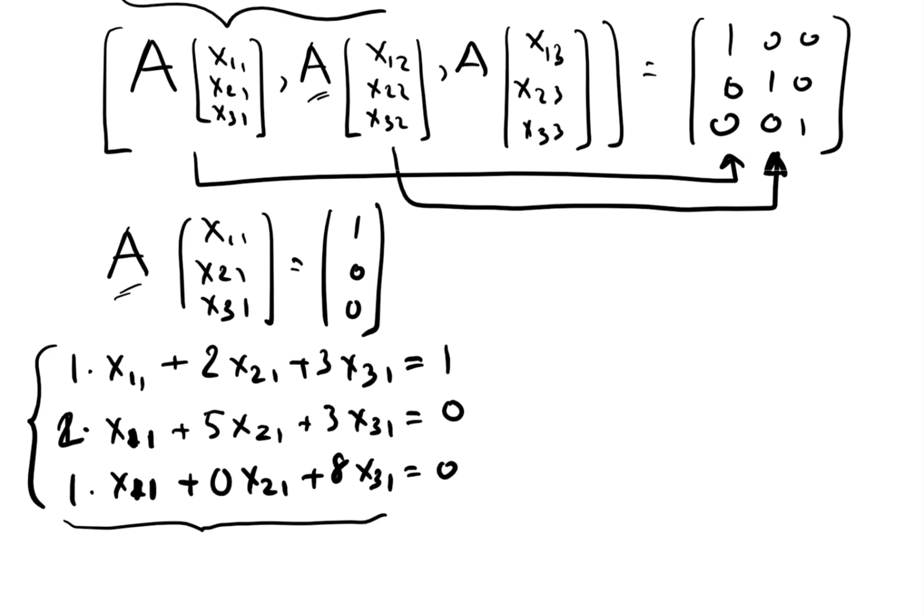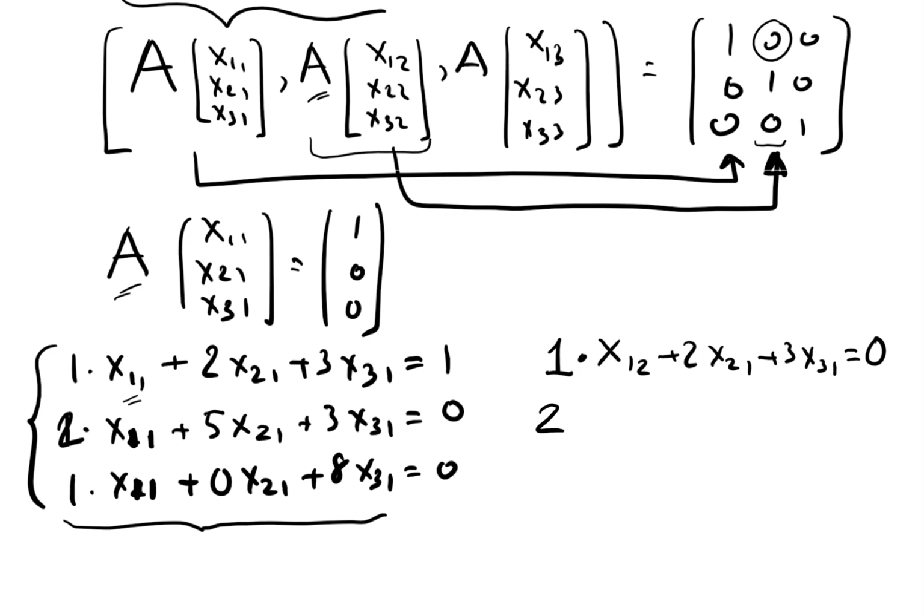So when I'm equating this column with this one, maybe I can write you the first equation of that system. It would again be 1 times, but this time instead of X11, it would be X12, plus 2 times X22 plus 3 times X32 equals 0. Okay, you know what? I'm going to write them all.